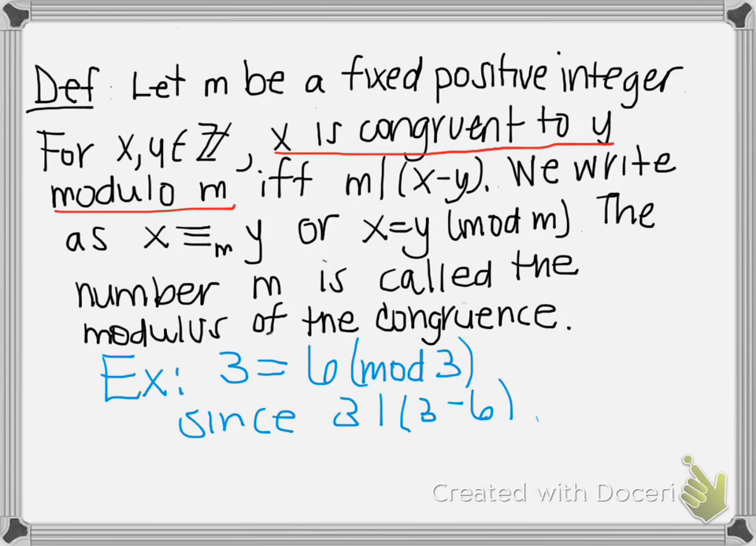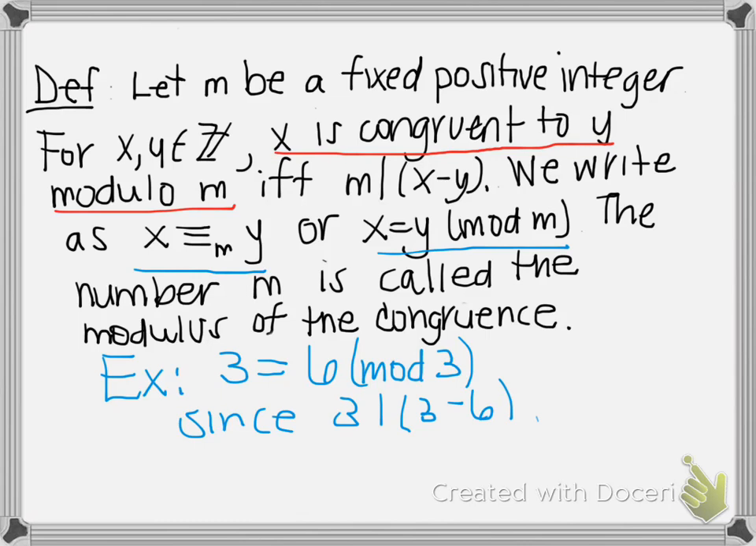Let m be a fixed positive integer. For x and y in the integers, x is congruent to y modulo m if and only if m divides x minus y. We write it as x congruent y mod m, or it's usually denoted as x ≡ y (mod m). We usually use that notation, and the number m is called the modulus of the congruence.